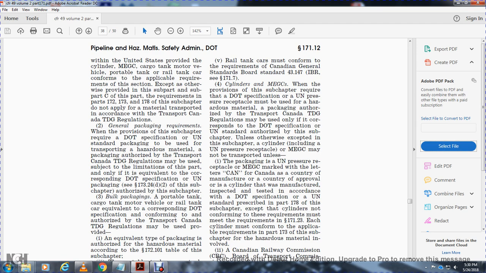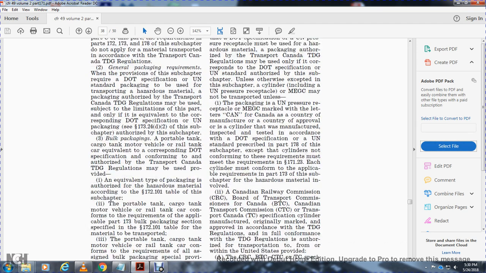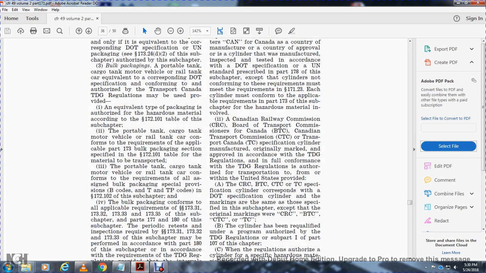173.123. Each of the cylinders must conform with the applicable requirements of part 173 of the subchapter for the material involved. The Canadian Railway Commission, the Board of Transport Commissioners for Canada, the Canadian Transport Commission, and Transport Canada specification cylinders manufactured and originally marked with approval in accordance with the TDG regulations fully conform with the TDG regulations for authorization of transportation within the United States. These cylinders correspond with the DOT specification cylinders, but the markings differ from those specified in the subchapter, with the original markings of CRC, BTC.